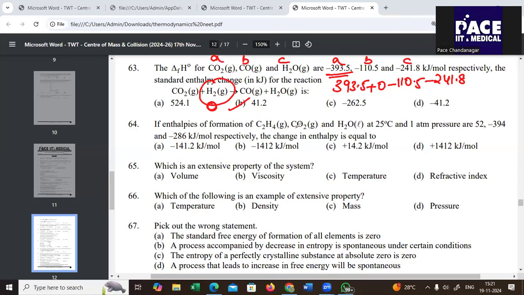Then, if the enthalpies of formation of this are A, B, and C, the change in the enthalpy is equal to, same question, I guess we have already done this question. I think there's a repetition in the question. I think the prior question, somewhere around the 56th question, is the same. So if you would have done the 56th question, this is the grace mark there. All right. Anyway, I want you to try it again, without my presence. I want you to try them all.